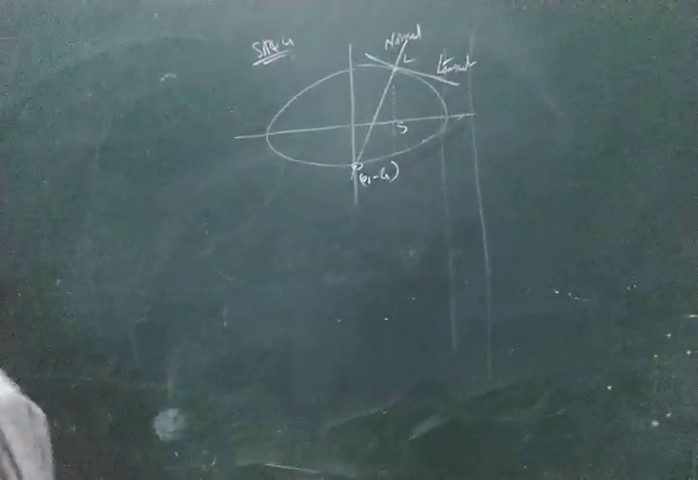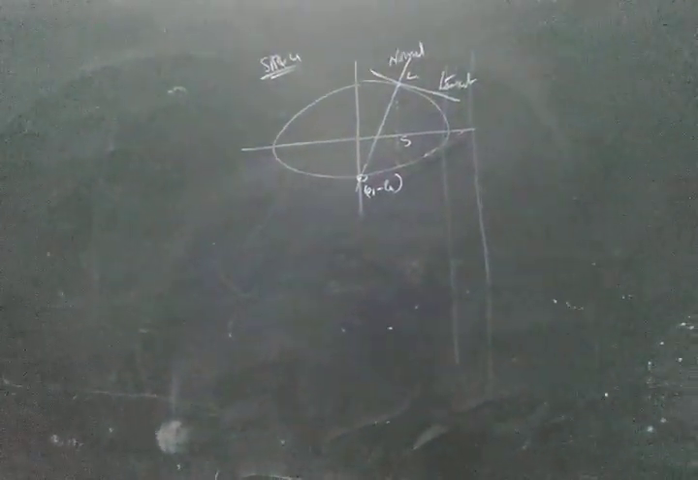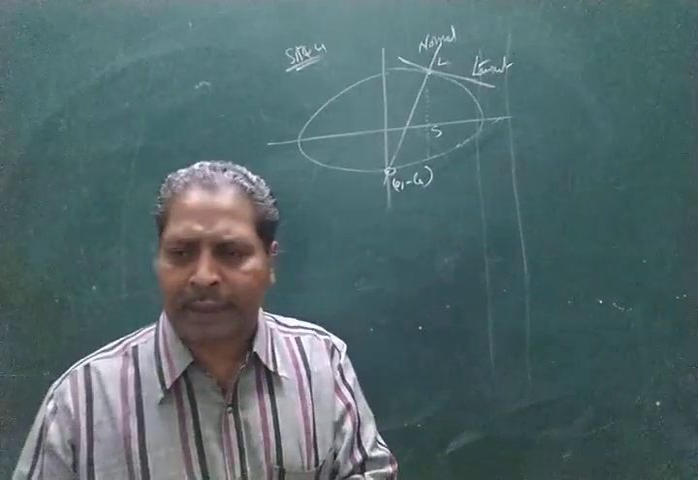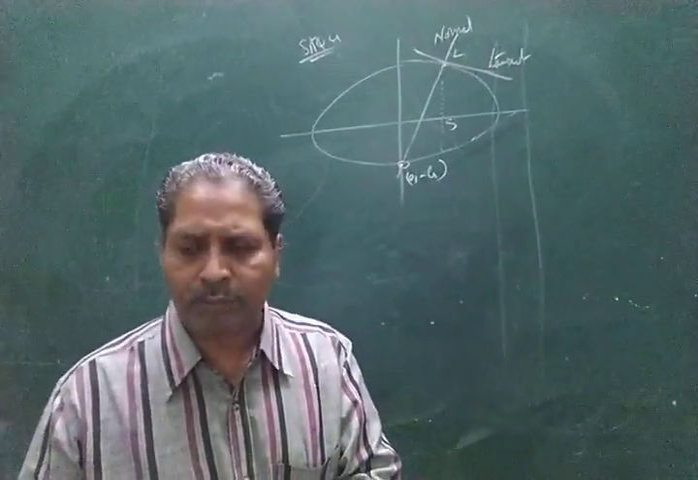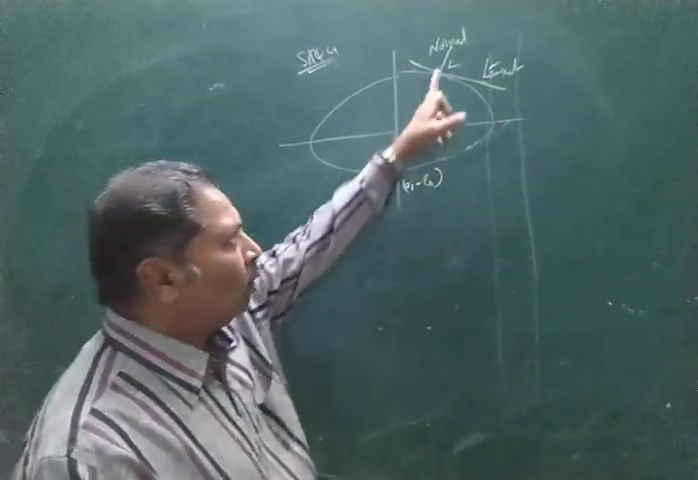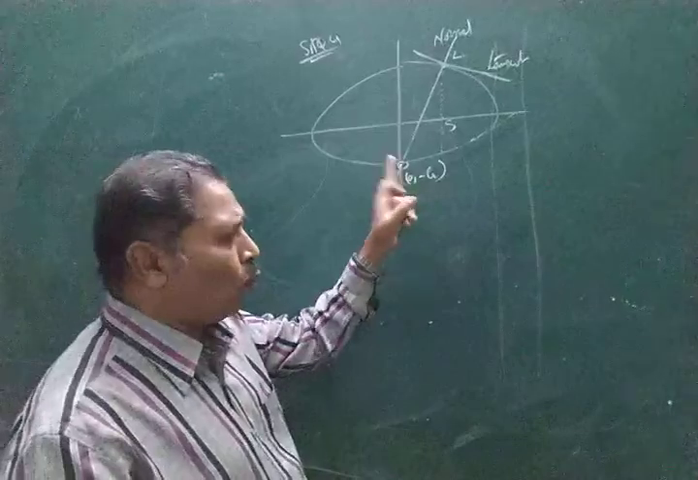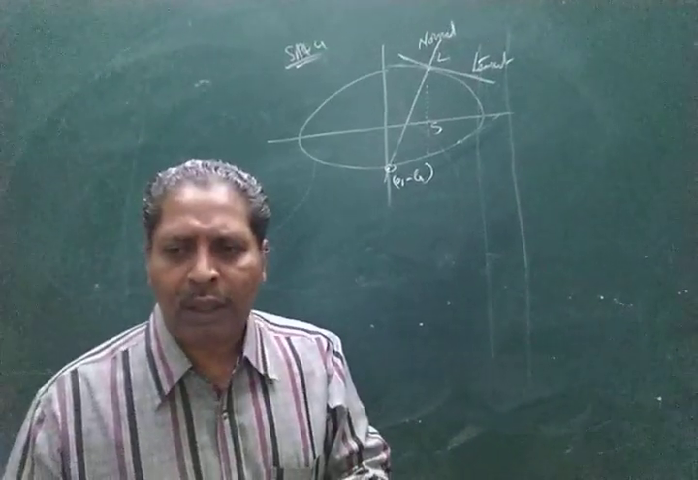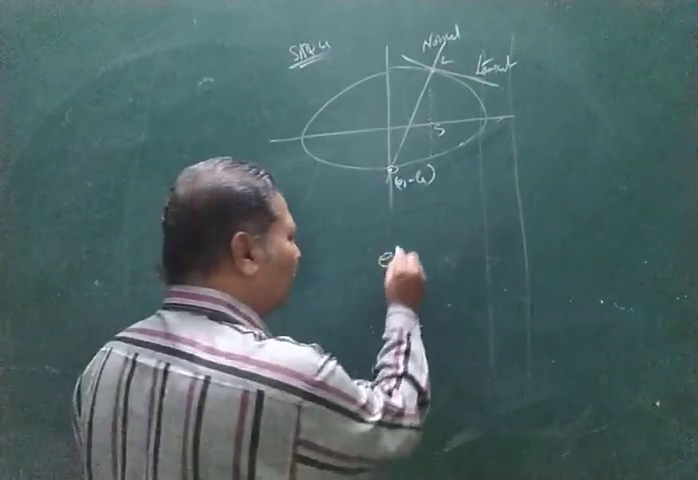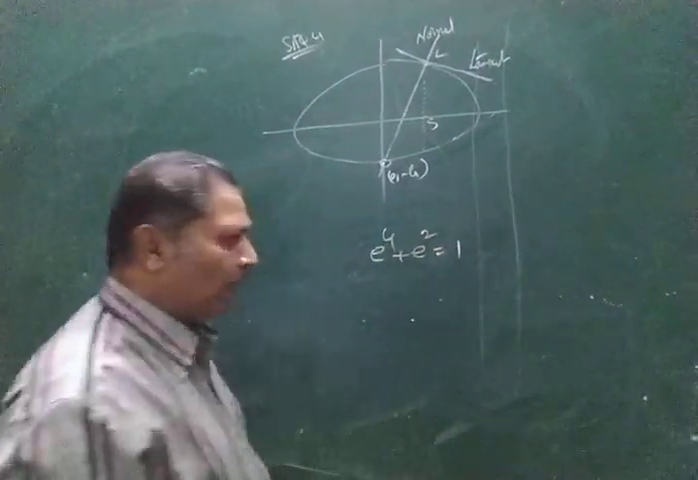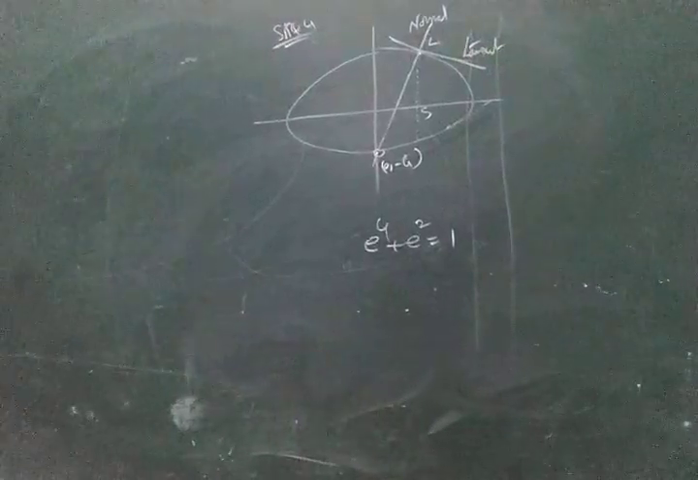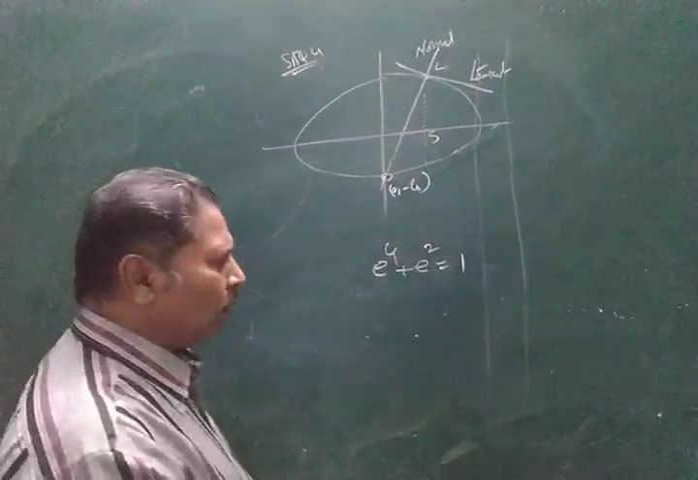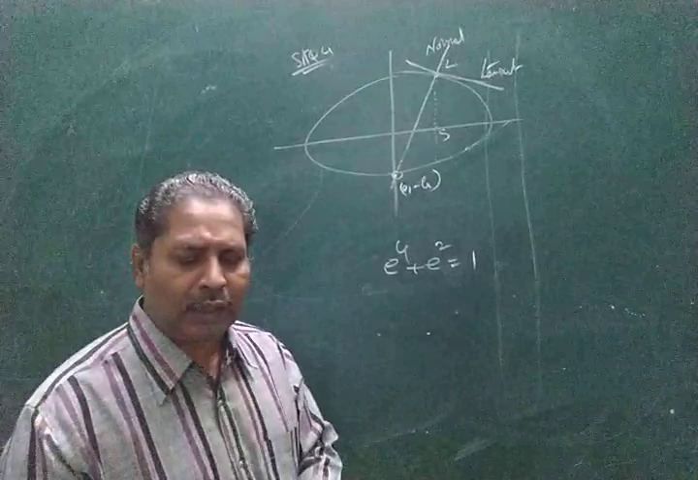The given question is: the normal at one end of a latus rectum, passing through one end of the minor axis, then prove that e power 4 plus e square equal to 1. That is the given question.